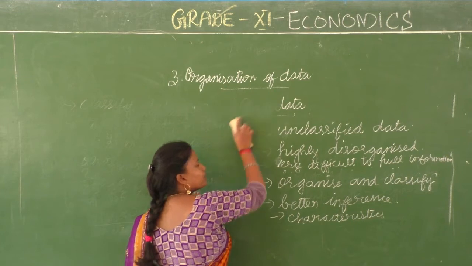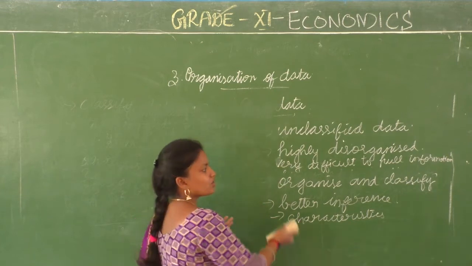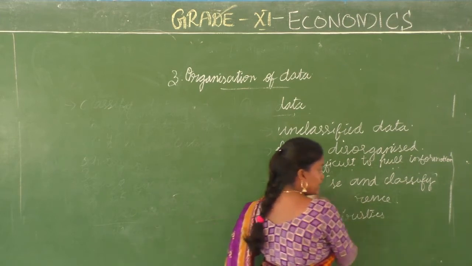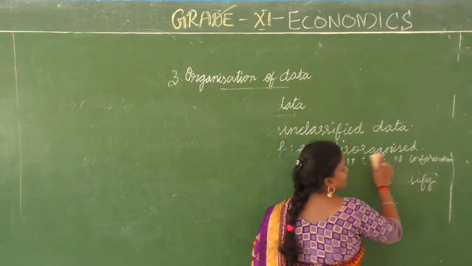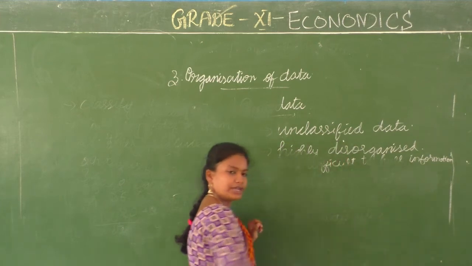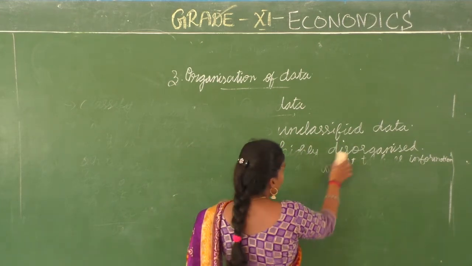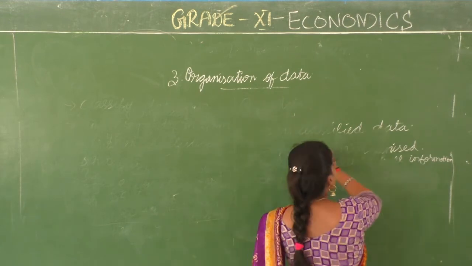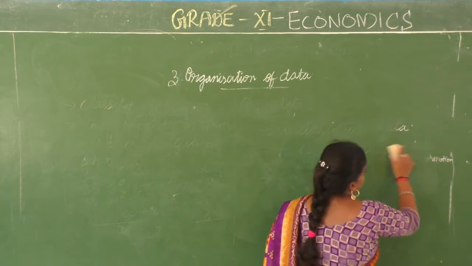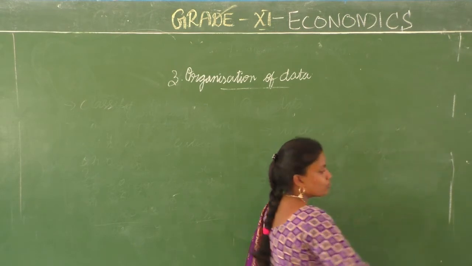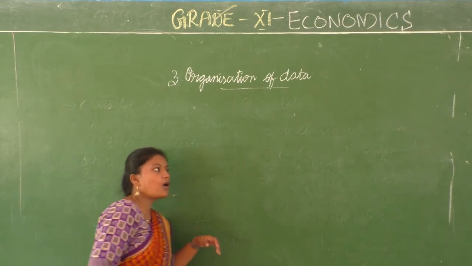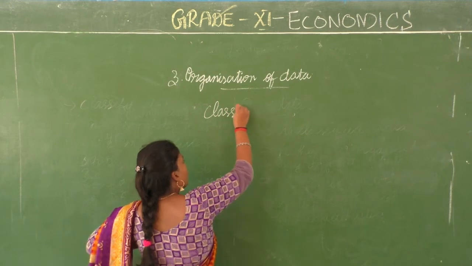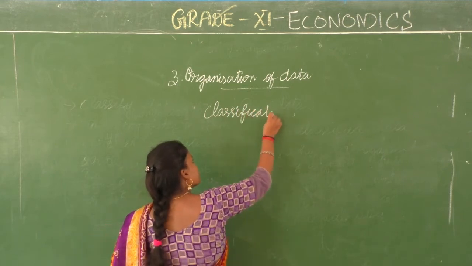Because unclassified data is highly disorganized. We are not able to get any information from it. It is a very tedious task to pull information out of it. So what do we do? After collection of data, we need to classify the data and organize it in a presentable form so that it can be used for further statistical analysis. Alright, children. So what are we going to do? Classification of data. How are we going to classify data? There are various techniques or various methods in which classification is done.